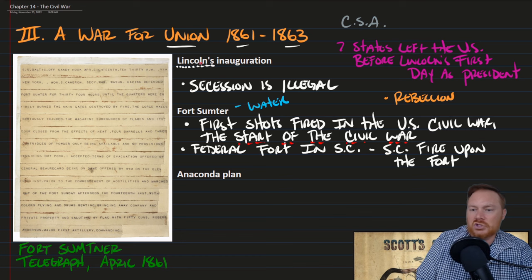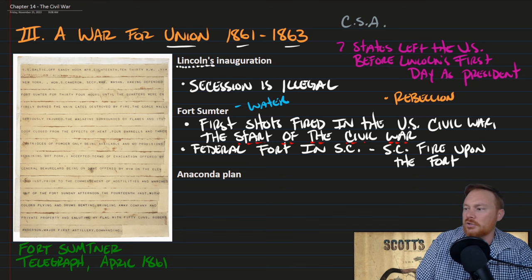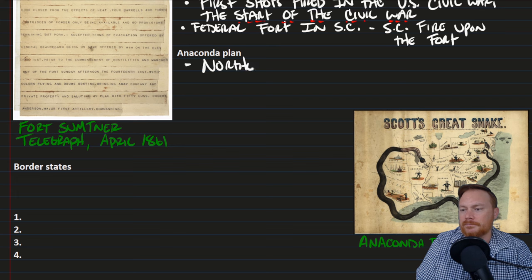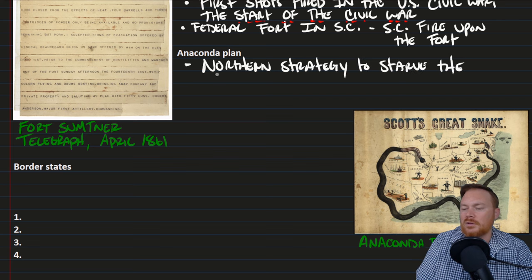Now, initially, the North took on a strategy known as the Anaconda Plan. This is the Northern strategy to starve the Confederacy into surrender.